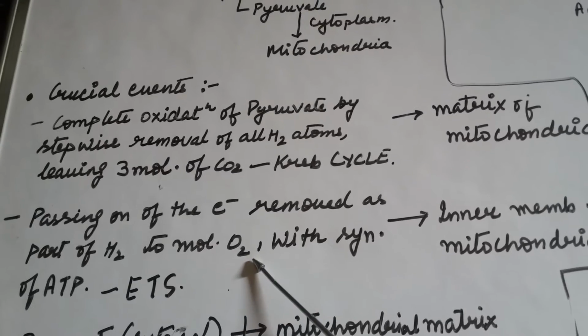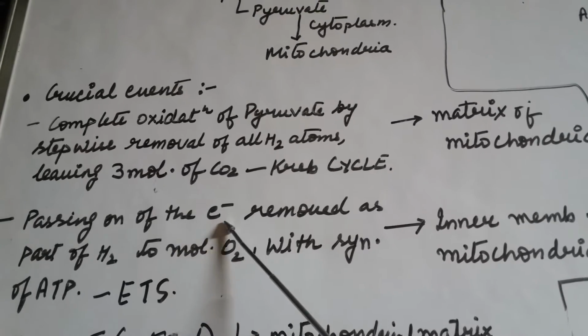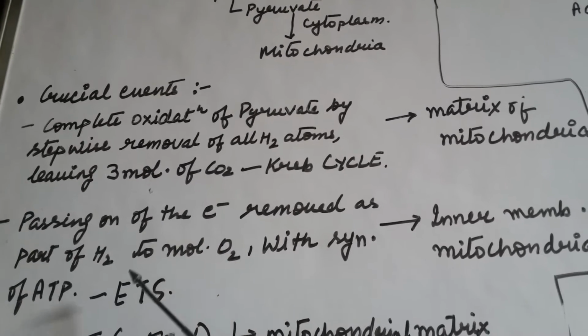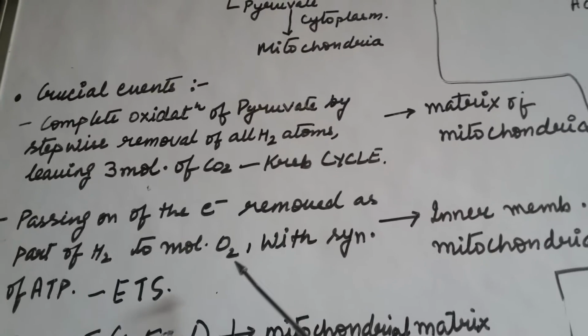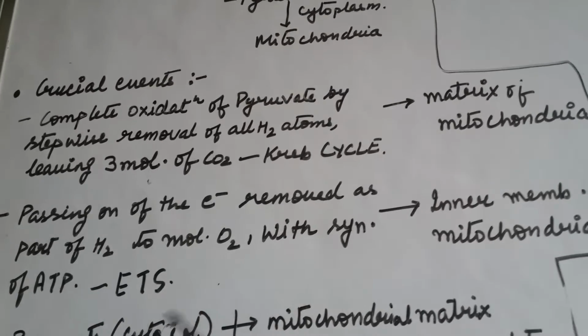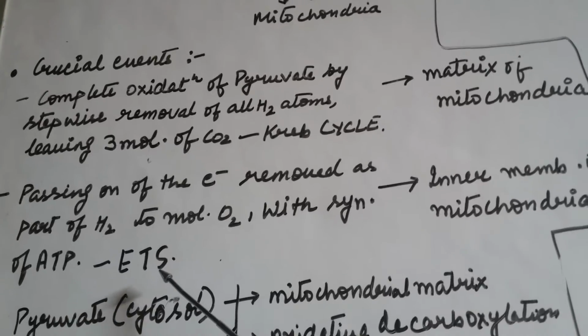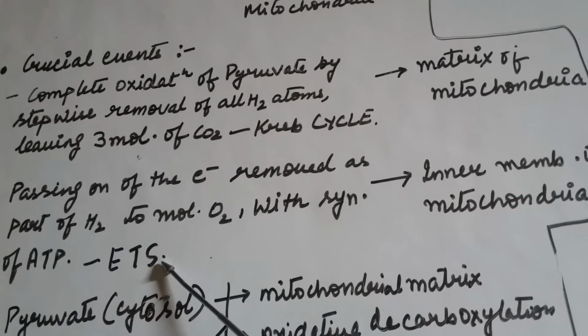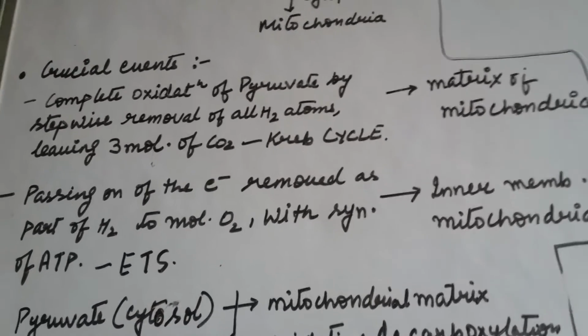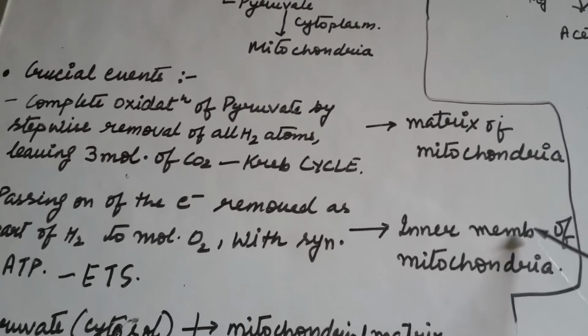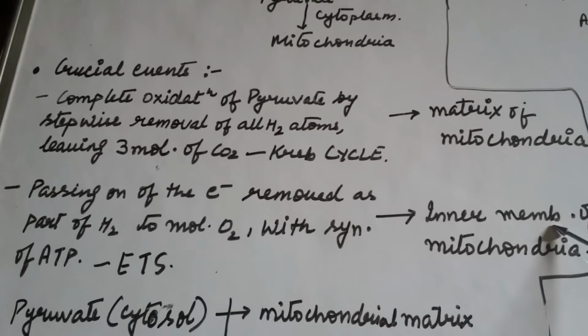In the other event, there is passing on of electrons, removed as part of hydrogen molecules, to molecular oxygen with the synthesis of ATP, which occurs in the electron transport system. This process is located on the inner membrane of mitochondria.